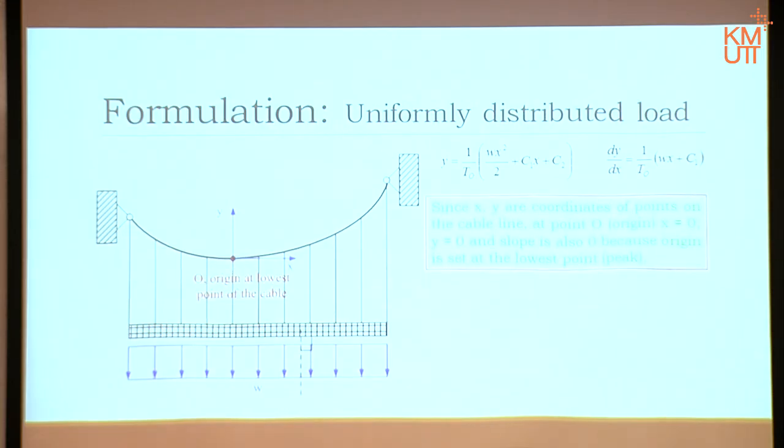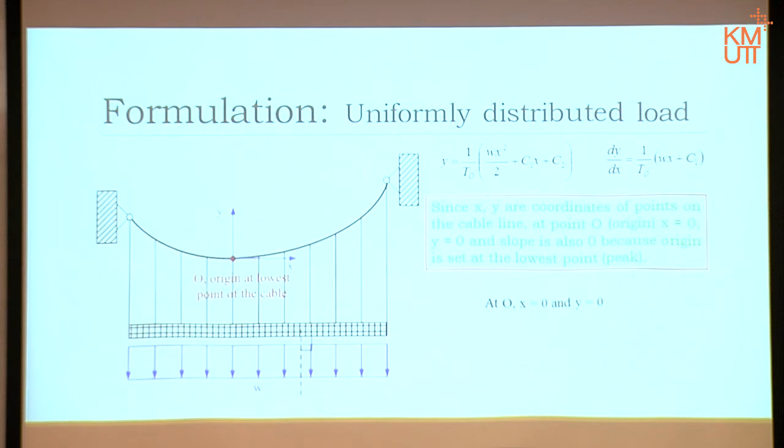Notice that at this point here, we know that x is 0, y is 0. That is the first condition. Correct? But we have the second condition as well, because we set it at the lowest point. Meaning at x equals 0, lowest point, slope must be 0 as well. Correct? It's the peak. So we have the two conditions we need.